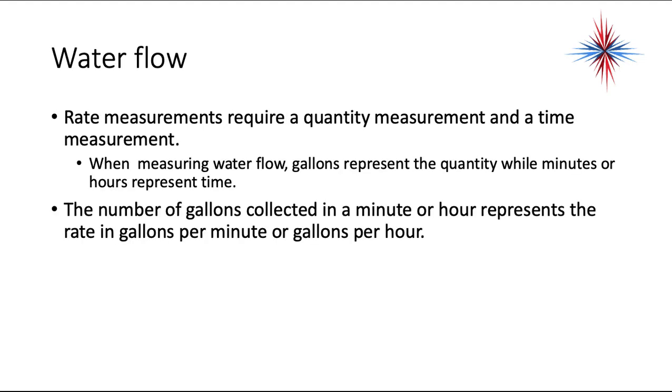Rate measurements require quantity measurement and time measurement. When measuring water flow, gallons represents the quantity, while minutes or hours represents the time. The number of gallons collected in a minute or hour represents the rate in gallons per minute or gallons per hour.